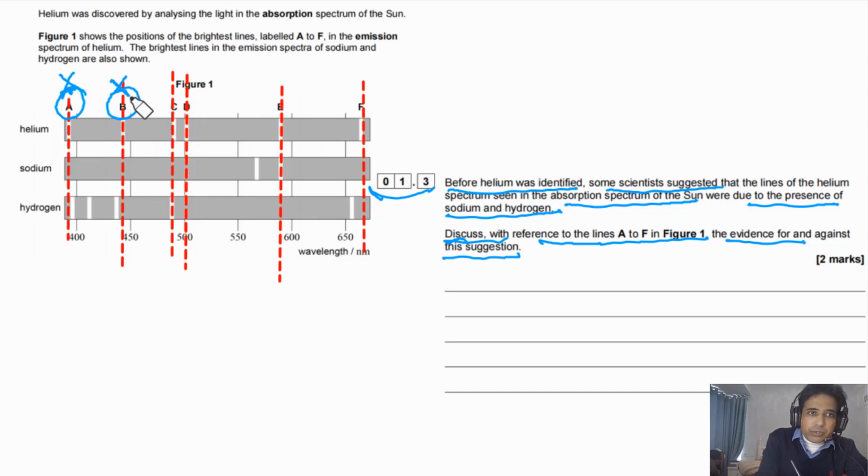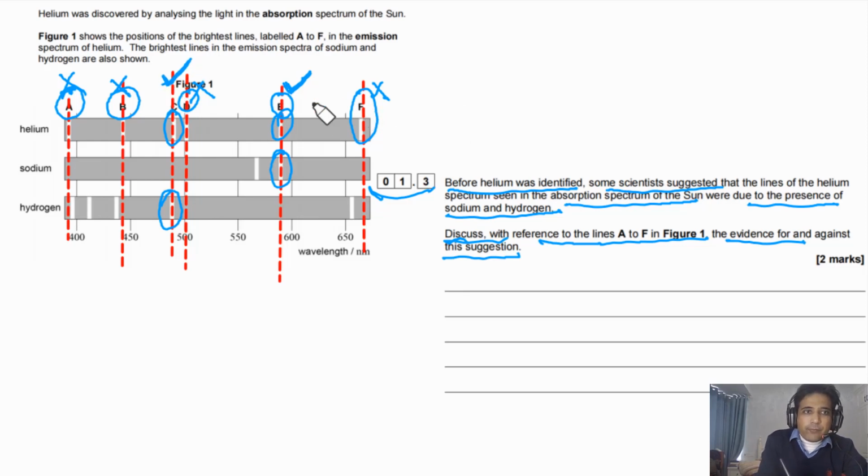But C is matching, so we have C here, and also we have C in hydrogen. D is also not matching. E is matching, so we have E here, and also we have E in sodium. F is also not matching with sodium and hydrogen. So this is in favor of this suggestion, and this is also in favor of this suggestion.